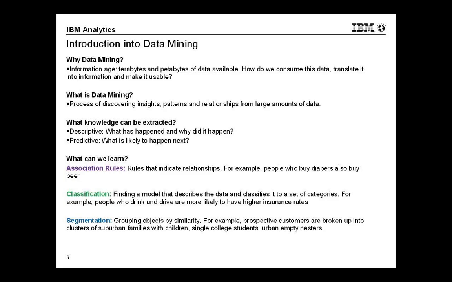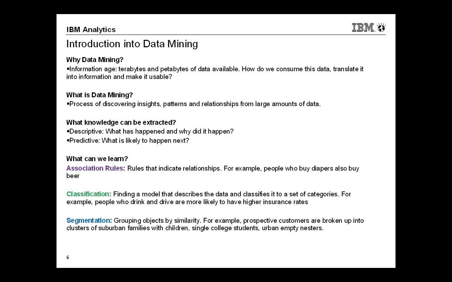So there's association rules, which are rules that indicate relationships. For example, people who buy diapers also buy beer. People who do X also do Y. Things happen in conjunction. So we can see how, for example, different product placements can work, how putting one product on sale can influence purchase of other products, which products go together.